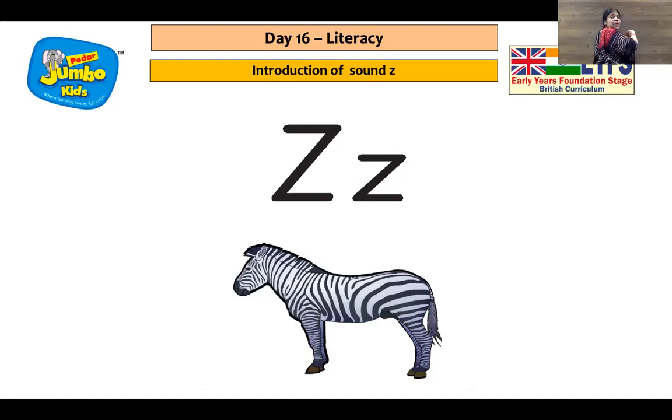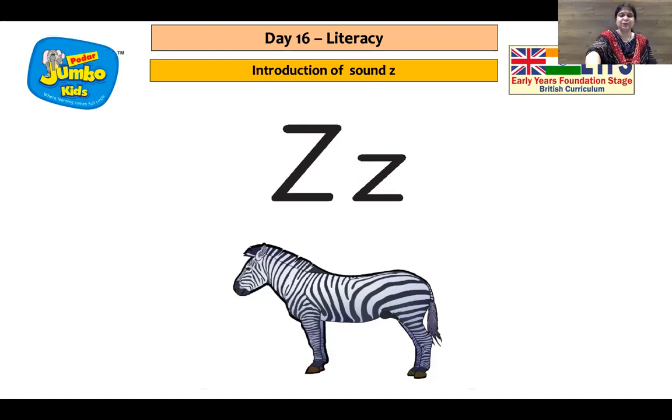Now let's write the lowercase Z. Sleeping line, slant line, and again a sleeping line. Wow, that's such an easy letter. And children, now you can see one more picture with letter Z. So let's say the sound and name of the picture. Z, zebra. Z, zebra. That's right.